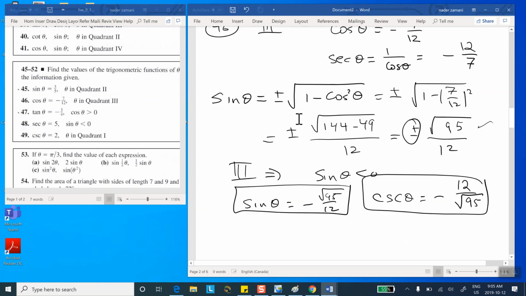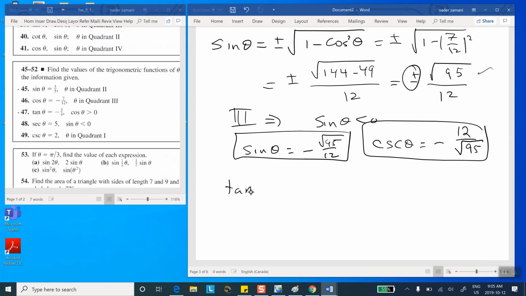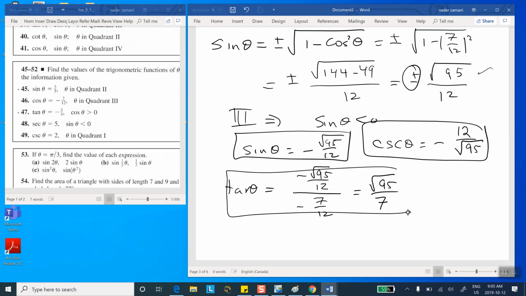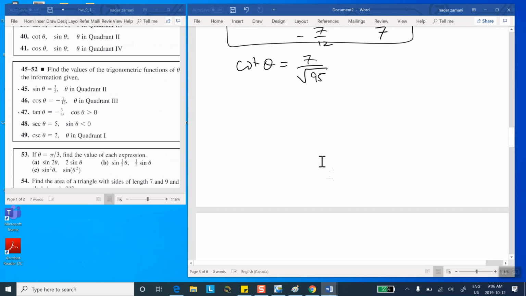We now have to do tangent and cotangent. Tangent of theta, assuming that we have done the algebraic signs here, is sine theta over cos theta: minus root of 95 over 12, and cosine was given to us, minus 7 over 12. And this is root 95 over 7. Good sign, because we are in quadrant 3, tangent and cotangent should both be positive. And of course, cotangent of theta is equal to 1 over that, which is 7 over root of 95. I hope that I didn't make an algebra error with this 95. I don't think I have, but you never know. Okay, let's do the next one.